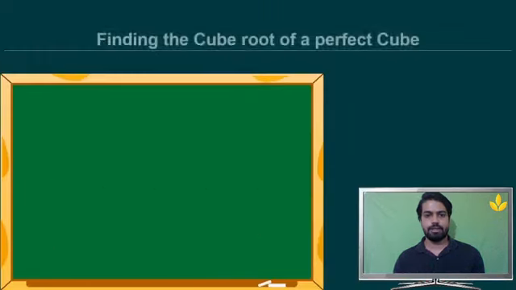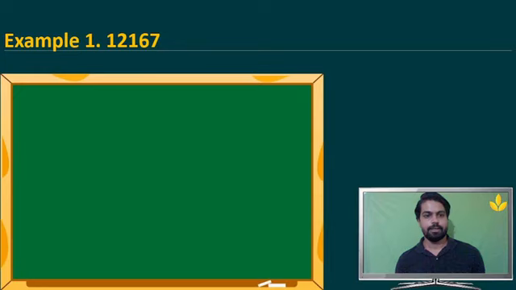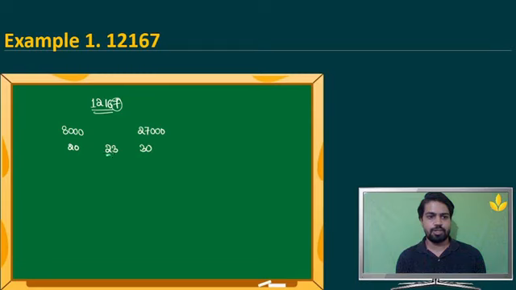Let's see the next example. 12,167. This is falling under which range? It is between 8,000 and 27,000. And this is ending with 7, so my cube root will be between 20 and 30 and end with 3. Obviously its cube root is 23. So finding the cube root of this number is very fast. I can find out 12,167 is a perfect cube. Its cube root is 23.